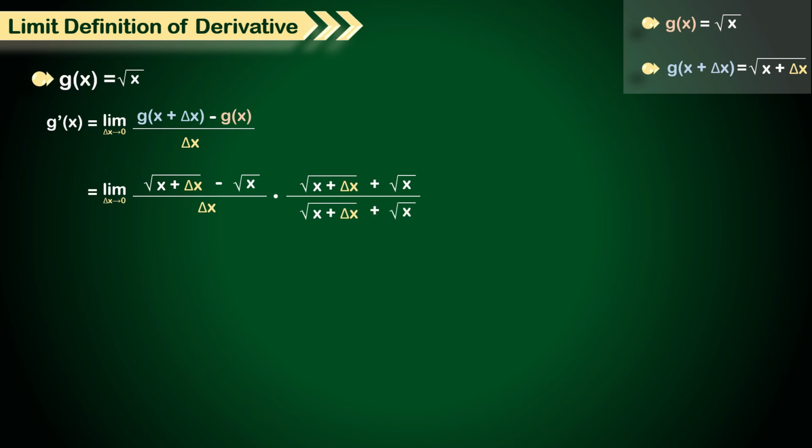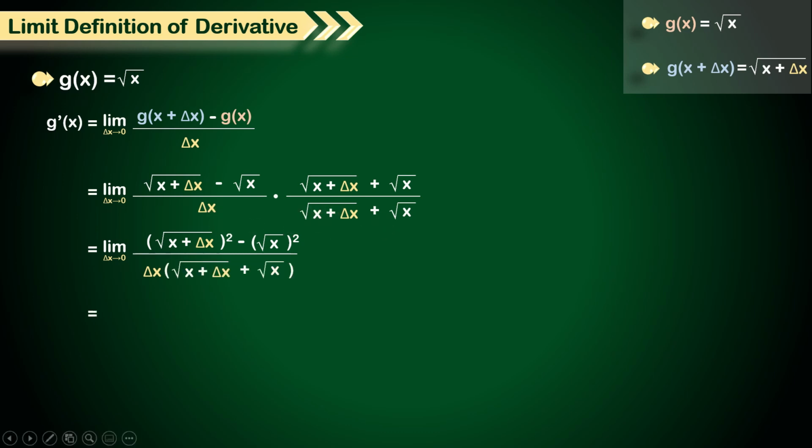Get the product. The product of the numerator and its conjugate is a special case of multiplication, which is the sum and difference of binomials. Thus, we can easily get the product by squaring each term and separating them by subtraction. Limit of the square root of x plus delta x minus the square root of x over delta x multiplied by the conjugate. Get the square of each term.